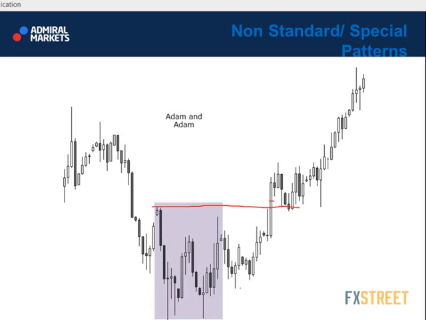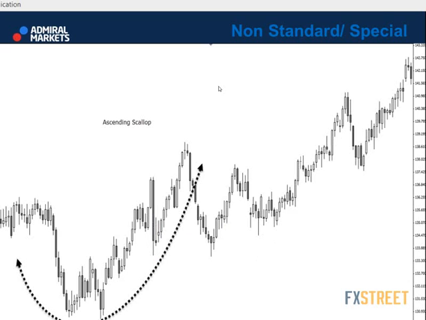Of course, a definite stop for me would be somewhere below this region here, especially if you go with the retest entry. This is an ascending scallop. An ascending scallop is very distinct. It looks like the letter J. You should always concentrate on finding a J letter here. Look at this J.